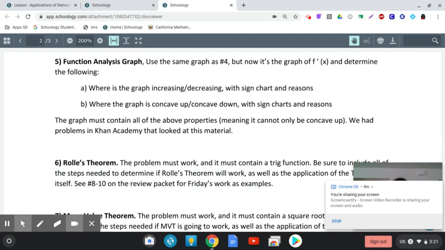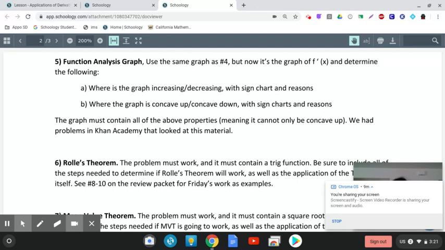Another one, but now you're going to look at the derivative and do the same thing. So if you're okay with the Khan Academy assignment from yesterday, where we're connecting f, f prime, and f double prime, as long as you can do that, you should be okay with this, because you kind of had to use those skills anyway. You just have to make your own graphs.